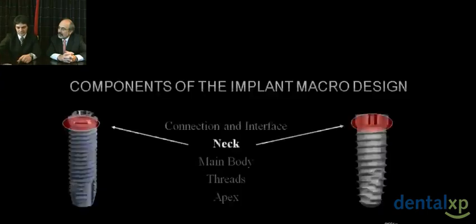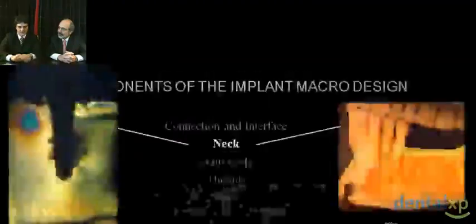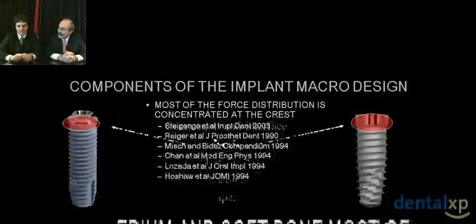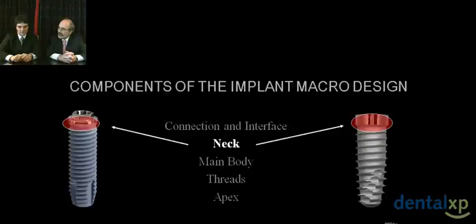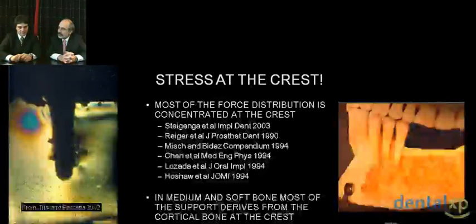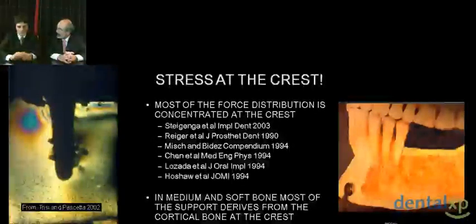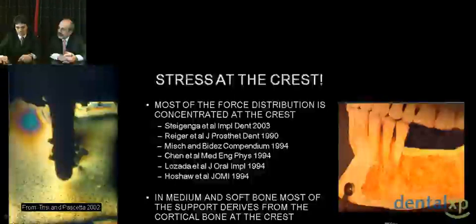So the next one is the neck. The neck of the implant is also very important because it can transfer the loads from the bone to the implant. And at this level, we have the highest concentration of force. The neck of the implant, the crest of the bone where the neck is placed, is the weaker part of the implant because most of the force concentrates here. And if we lose this part of the bone because of overloading that can cause bone resorption, the implant can be at risk.